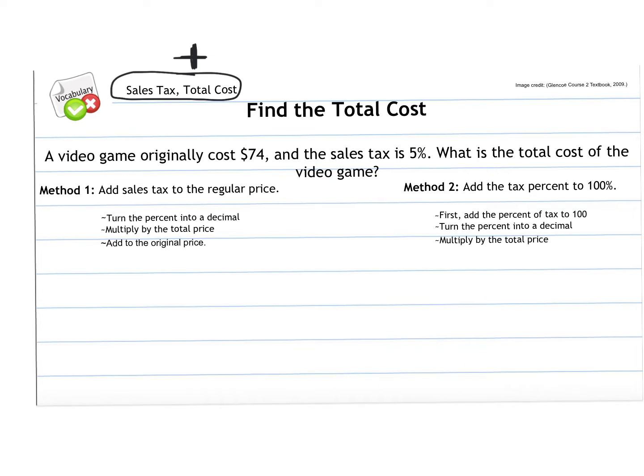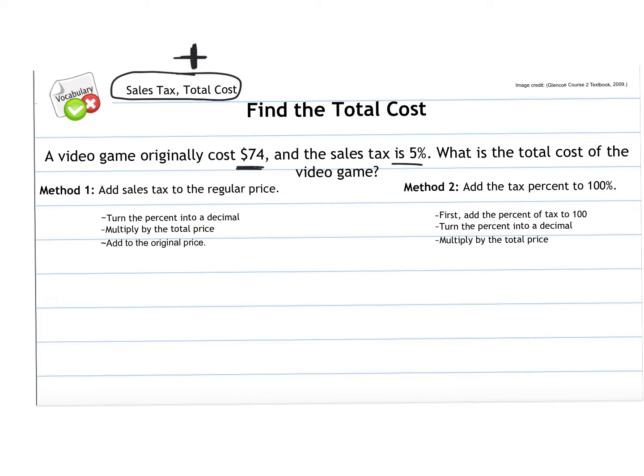A video game originally cost $74 and the sales tax is 5%. What is the total cost of the video game? So I would like you to write video game $74, sales tax 5%. We have two methods, so I want you to write down both methods on your paper. So method one is that we add sales tax to the regular price.